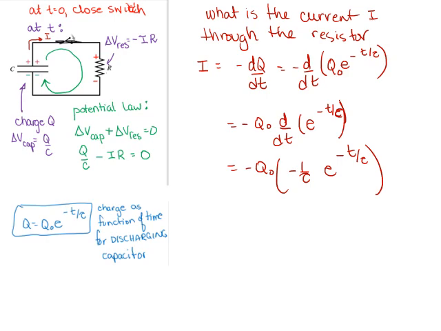So let's multiply this out a bit. I've got minus Q0 times minus 1 over tau. That gives us a plus. Tau is R times C. And I've got e to the minus t over tau. Now, this Q0 over RC jumps out at me a little bit. Q0 over C, that was the original charge on our capacitor.